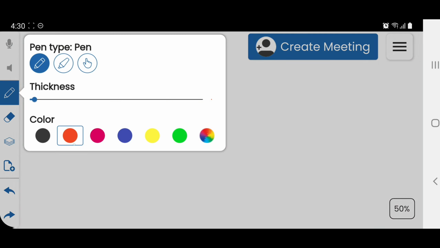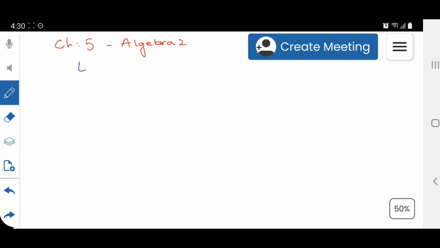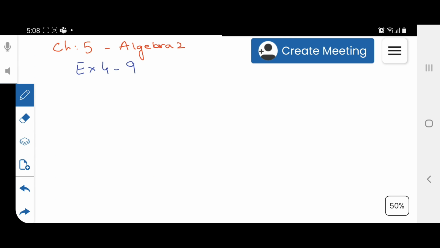So let's start. Basically, what is the task that we are going to do in exercises 4 to 9? We need to make a variable our subject, like we need to change the subject of a formula. So let's suppose that we have any subject given. How can we start, and what are the steps that we need to follow?